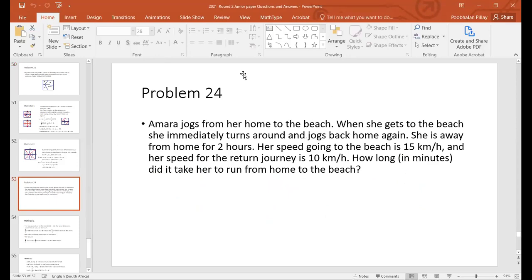Amara jogs from her home to the beach. And whenever I see a thing like that, I immediately draw a diagram. I don't like to waste any time. So, home to the beach. Right? So, what else does she say? When she gets to the beach, she jogs first from here to here. She immediately turns around and jogs back.